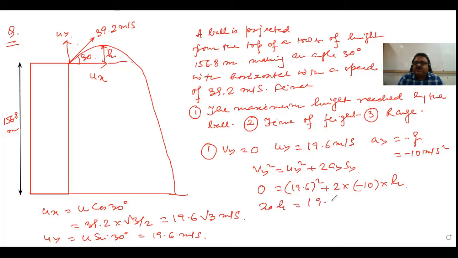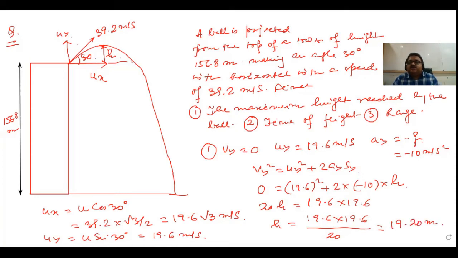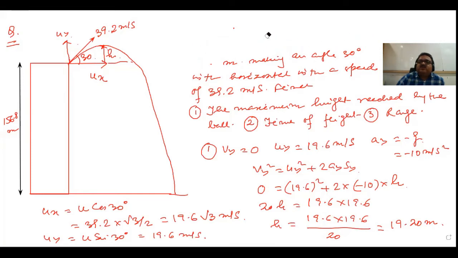20h equals 19.6 into 19.6, so h equals 19.6 into 19.6 by 20. So what will be the value? Let me check it out. 19.6 divided by 20. It is 19.20. Okay. So the answer will be like this. It is 19.20. So the maximum height reached, if I calculate this from the ground, the answer will be this.